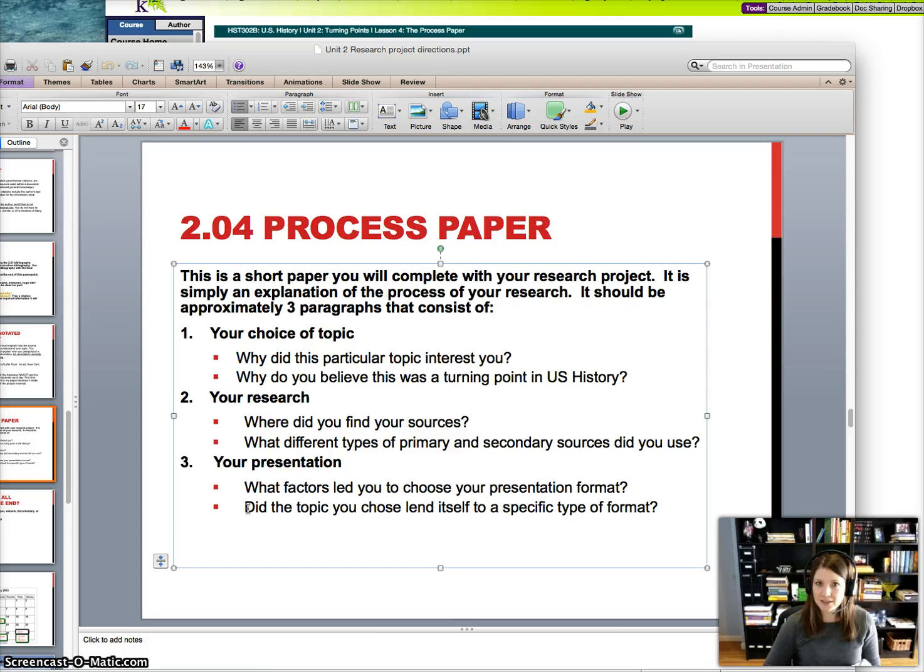So don't be nervous about the process paper. It's actually, I think, the easiest of all of the stages because it's just telling your story of the journey you went through to create your project.